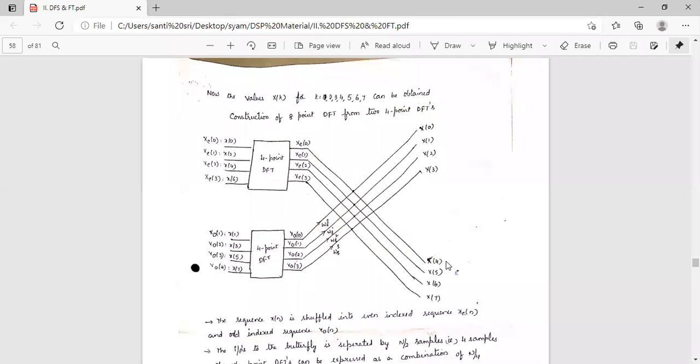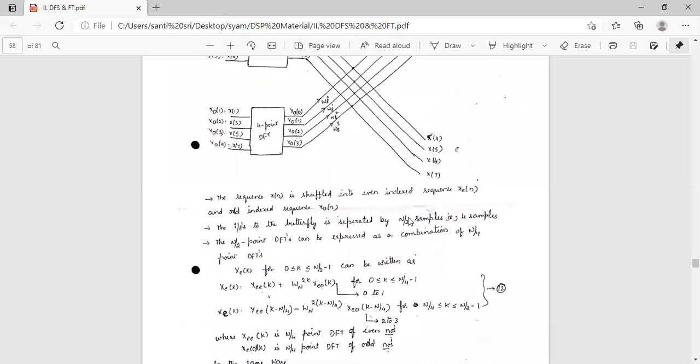Similarly, how to get these core values x of 4, x of 5, x of 6, and x of 7? X of 4 is xe of 0 minus w840 into xo of 0. X of 5 is xe of 1 minus w841 into xo of 1. And x of 6 is obtained by xe of 2 minus w842 into xo of 2. Similarly, x of 7 is obtained by xe of 3 minus w843 into xo of 3, right? Like this we can find these 8 values.